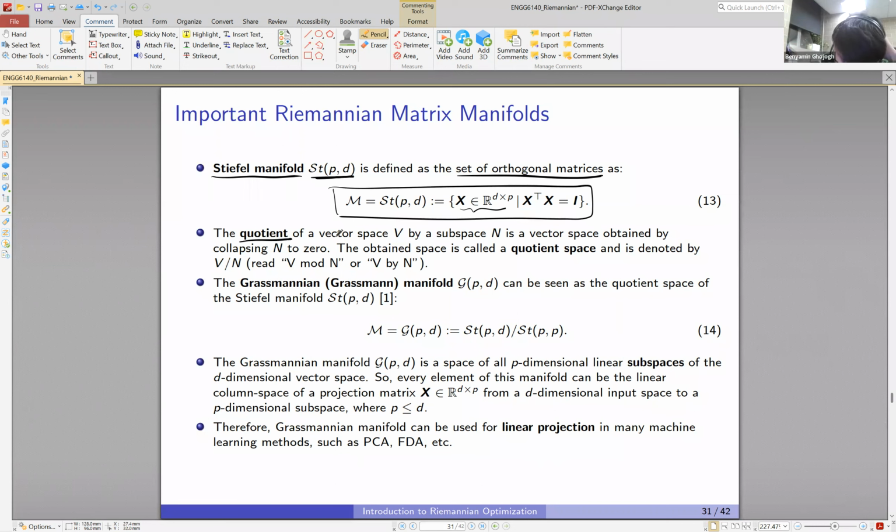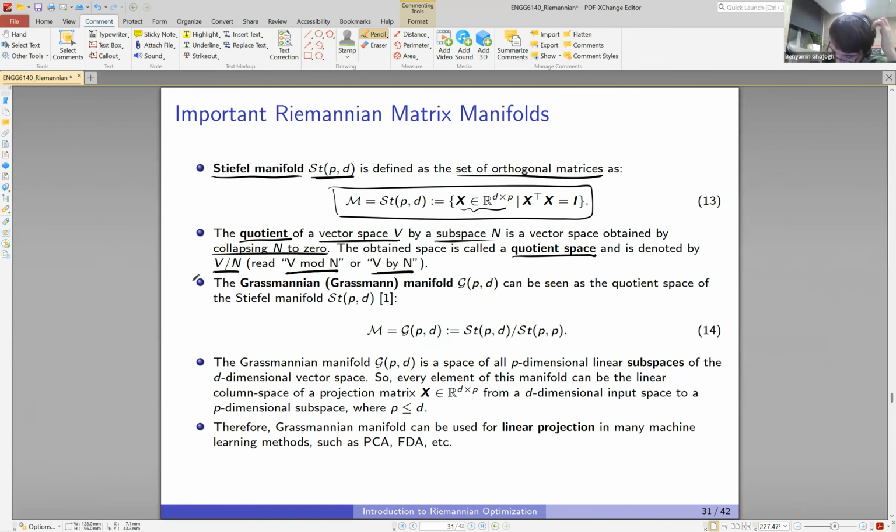The quotient of a vector space V by a subspace N is a vector space obtained by collapsing N to 0. So it's a subspace N, but you collapse that to 0. So you will have the rest of them. Whatever is the rest of the space, excluding the subspace N, is the quotient, right? The obtained space is called the quotient space, and it is denoted by V/N, and it is read as V mod N or V by N.